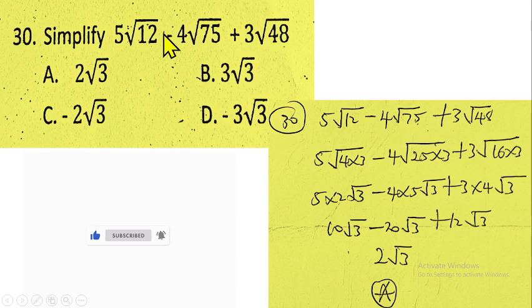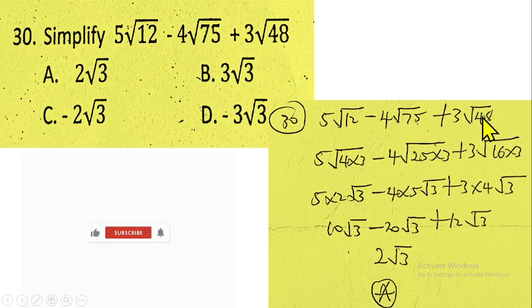Question number 30 is from surds. We have to simplify 5 root 12 minus 4 root 75 plus 3 root 48. So you have to simplify these surds. You can see that root 12 is not yet simplified, so you can simplify it. Likewise root 75.